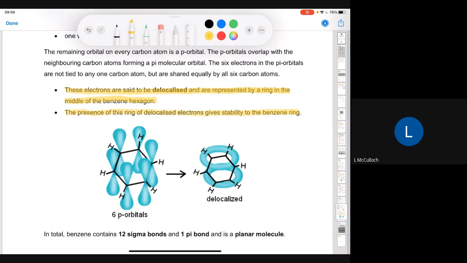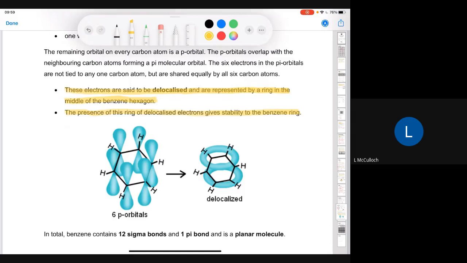So in total, benzene contains 12 sigma bonds and 1 pi bond. That's the interesting bit. It's just 1 pi bond, one very large circular pi bond. And it's a planar molecule, which means if you could hold it, it would sit flat in the palm of your hand or sit flat on like a desk or a bench or something.